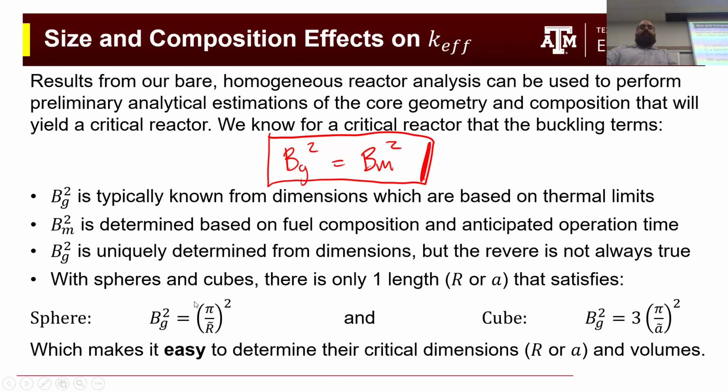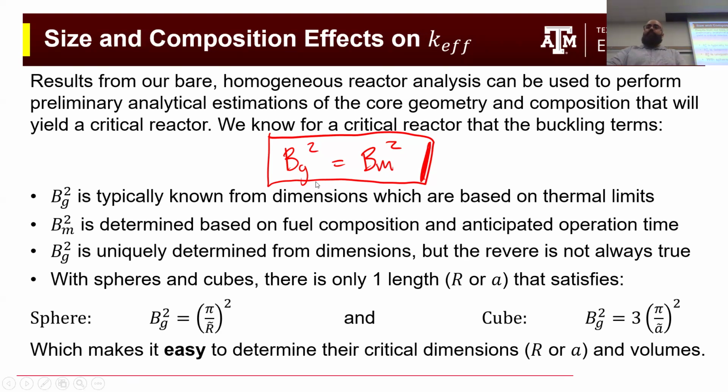If it's a sphere, then this is my BG squared, and my BG squared only depends on one variable, one length dimension. Same thing if I have a cube, it's only going to depend on one dimension, which is the side length of the cube. That makes it pretty easy to determine my critical dimensions in terms of a volume, because I can just plug in this definition for BG squared. I'll have a definition for BM squared based on my material properties, and then I'll just have one unknown that I need to solve for. If I solve for the radius, then I can get my critical radius, and then I can turn that into a volume by using the volume of a sphere.